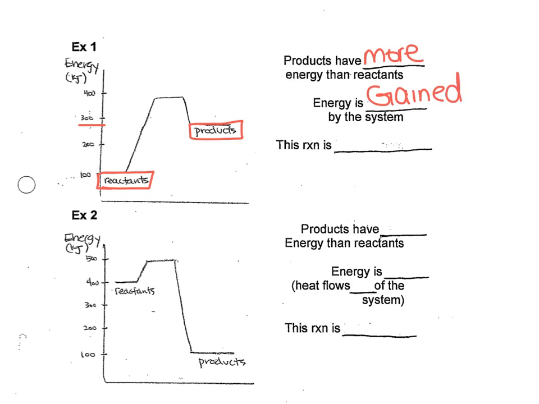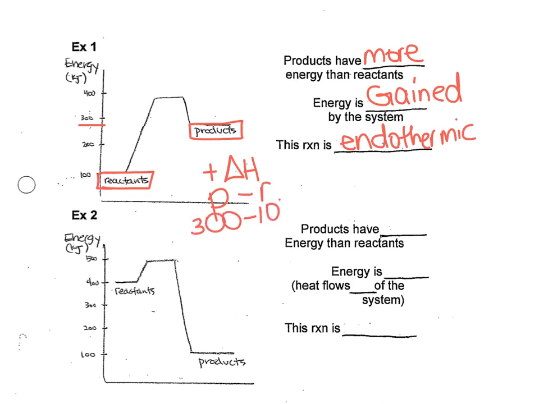system. If there's more energy at the end, then we would have a positive delta H, which means that our reaction is endothermic. So remember that if we calculate delta H, it is the product's energy minus the reactant's energy. So we would have 300 minus 100, and so that would give us a delta H of 200 kilojoules. And if we are gaining energy, then it is an endothermic reaction.